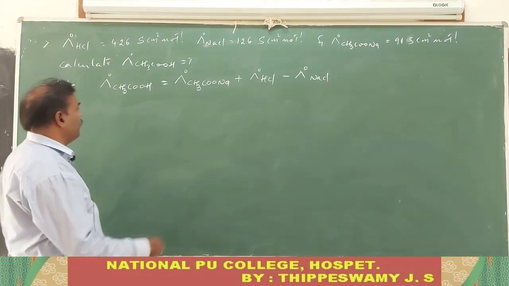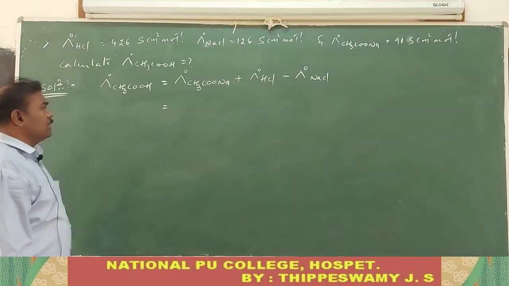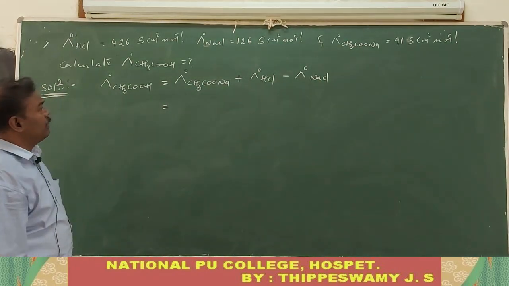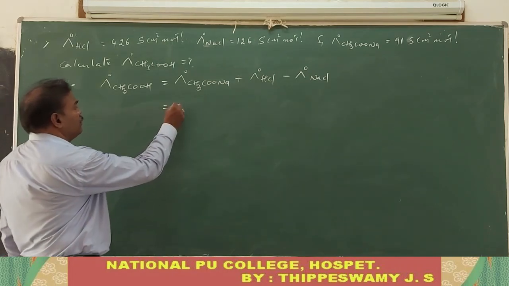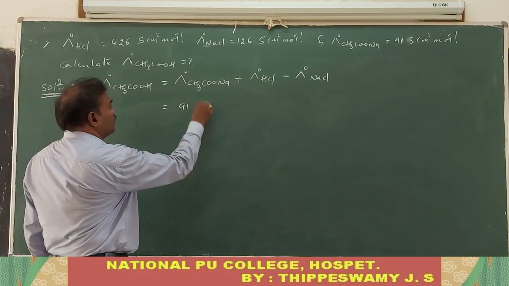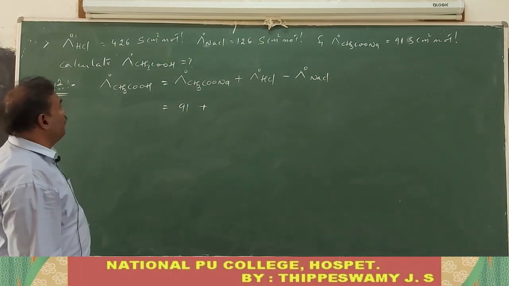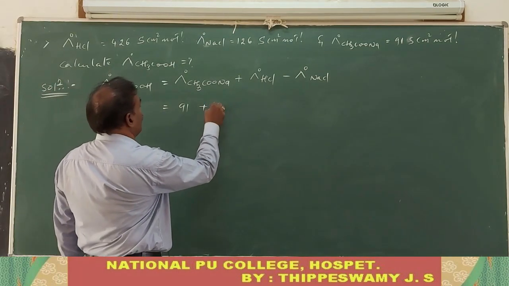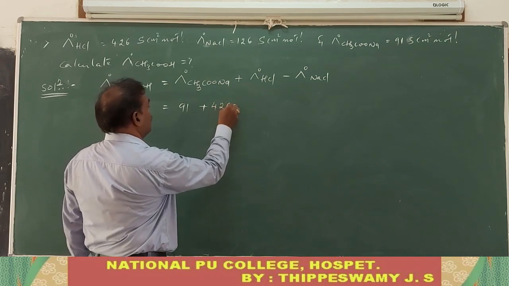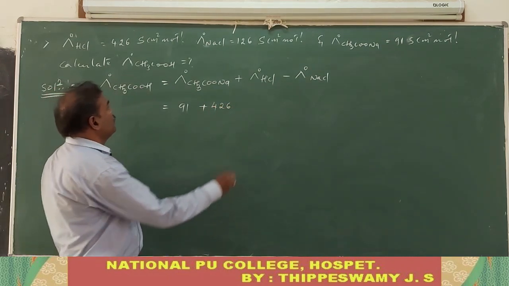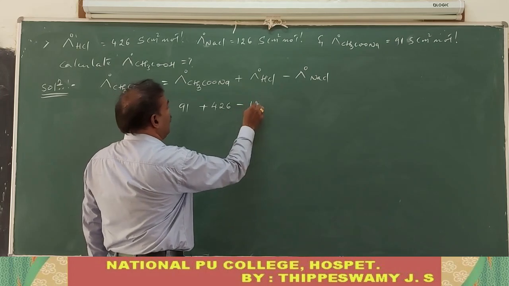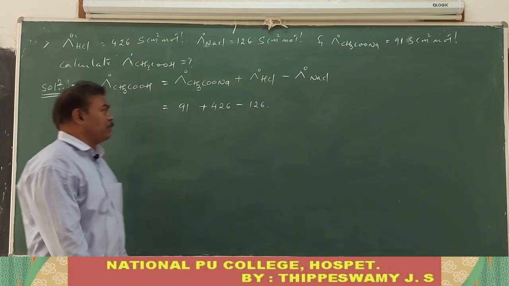Now substitute the values here. What is the value for CH3COONa? The limiting molar conductivity of sodium acetate will be 91 S cm² per mole, and the limiting molar conductivity of HCl will be 426 S cm² per mole, minus NaCl, that is 126 S cm² per mole.